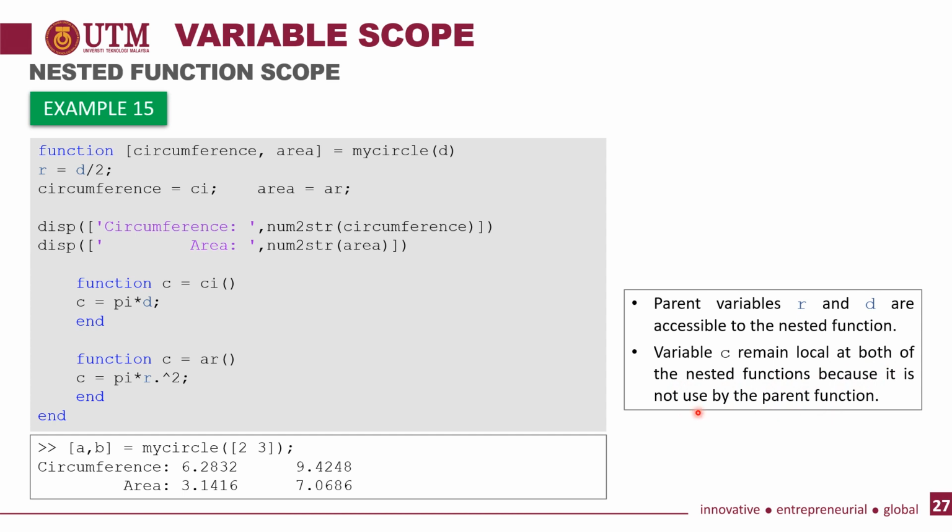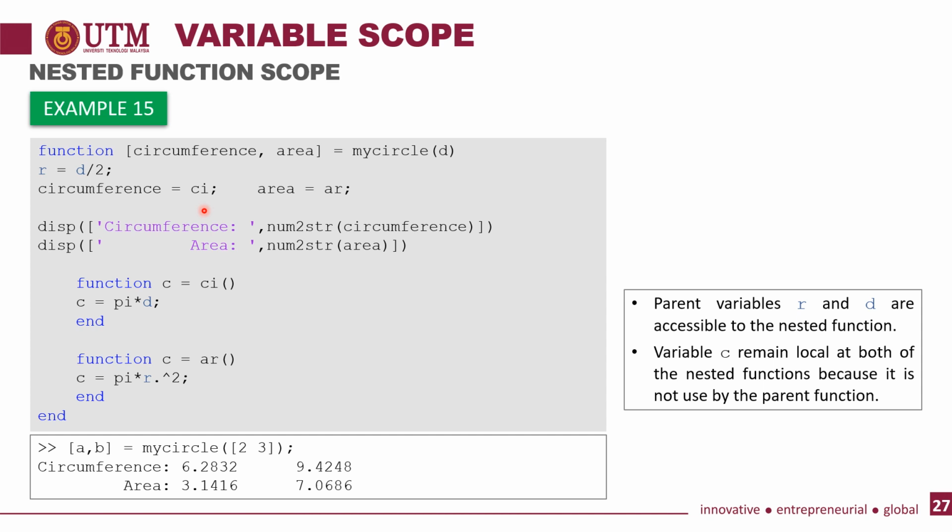But the variable that is initialized inside a child function, or in the local function here, cannot be accessed by the parent function. The variable initialized by the parent function can be called by the local function. But if we initialize a variable inside the local function, you cannot call it inside the parent function.